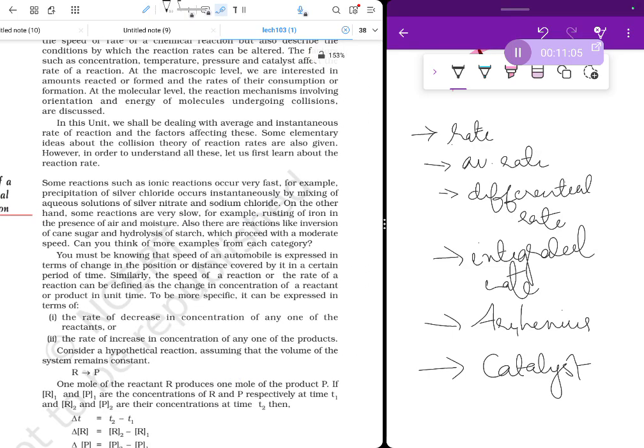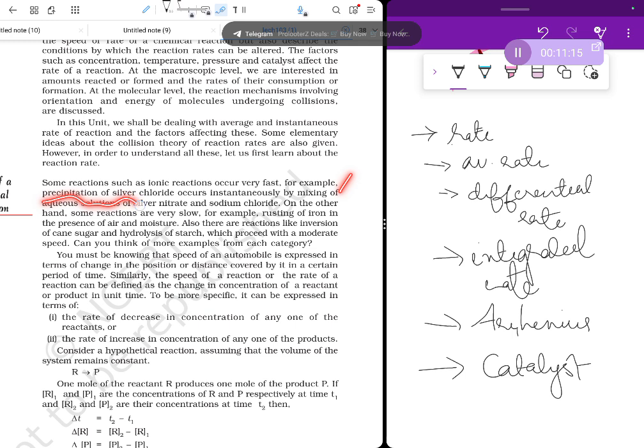Some reactions such as ionic reactions occur very fast. Make a note that ionic reactions are very fast. For example, precipitation of silver chloride occurs instantaneously by mixing aqueous solutions of silver nitrate, AgNO3, with sodium chloride. AgCl is precipitated out. That is a very fast reaction.